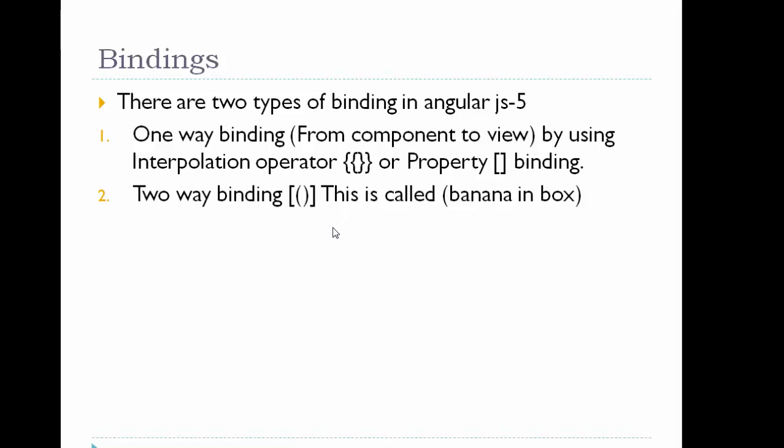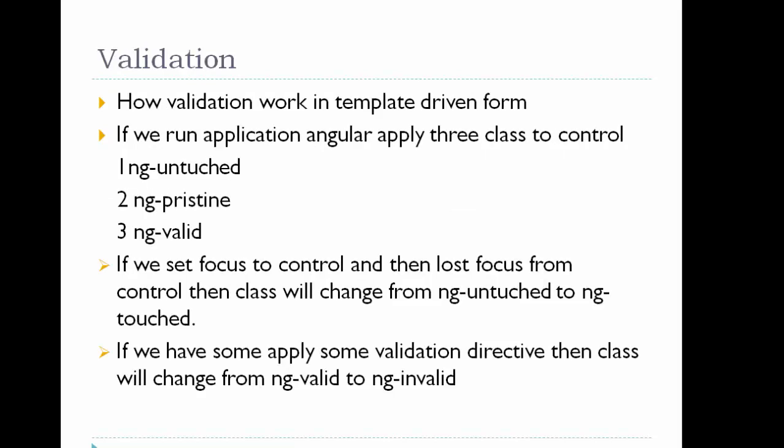And second is the property binding. This is the one-way binding. If we write ngModel in brackets here, then this will work as one-way binding. And third way is the two-way binding. This is called the ngModel banana in a box notation. And after binding, we will learn the validation in AngularJS.